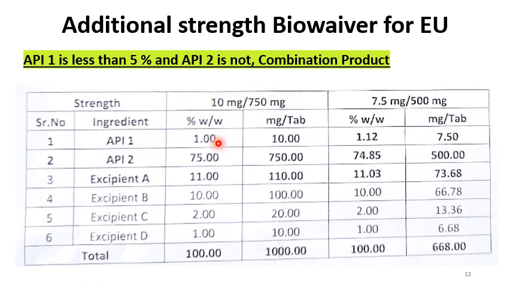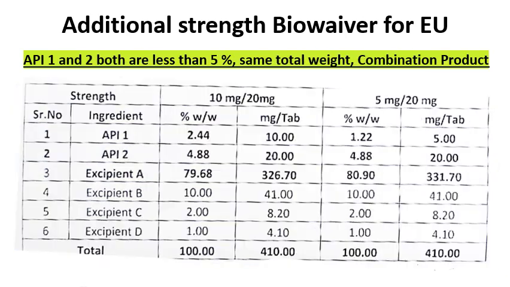Interesting to note here in this example is API 1 is 1% and API 2 is 75% for this strength, and for the other or lower strength, API 1 is less than 5% and API 2 is not less than 5%. So as per the guideline, this type of composition will not pass the biowaiver requirement, and for this type of formulation, a bio study may be required on both the strengths.